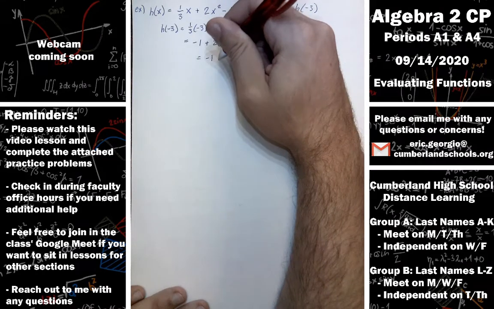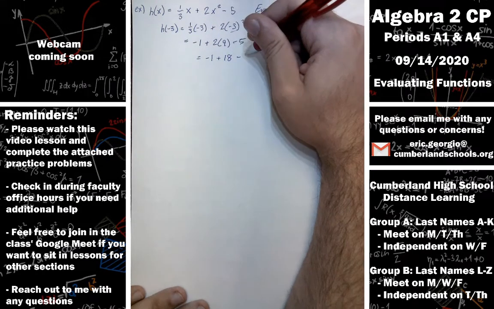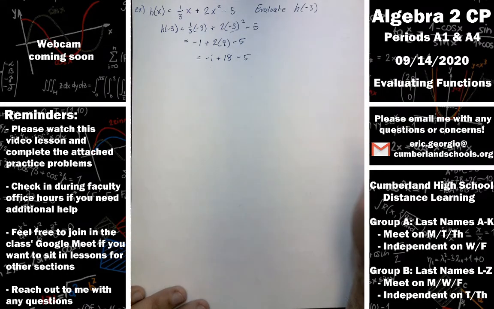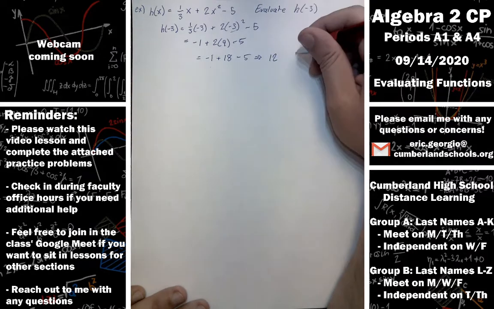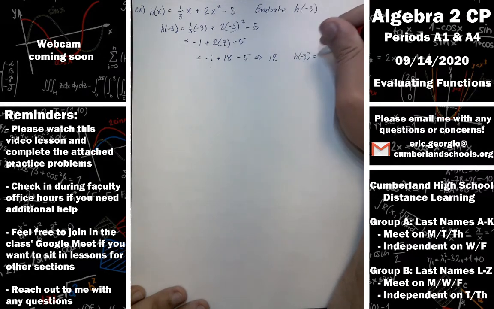2 times 9 is 18, so I get negative 1 plus 18 minus 5. Negative 1 plus 18 is 17. 17 minus 5 is 12. So you'd be able to say that h of negative 3 is equal to 12.